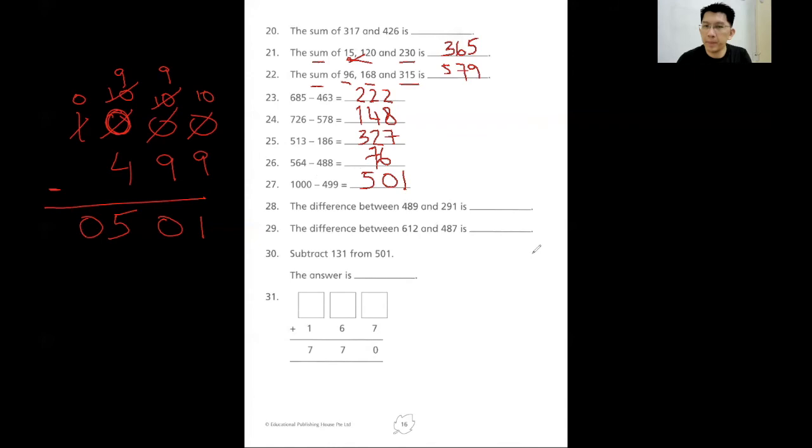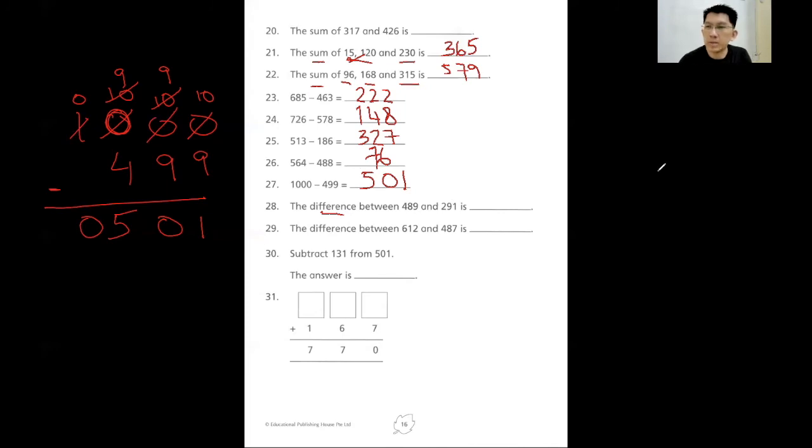Now, moving on to number 28. So the difference between 489 and 291 is, they're looking for the difference. The difference means subtraction between the two numbers. The difference means you need to subtract big numbers and small numbers. You subtract small from the big.